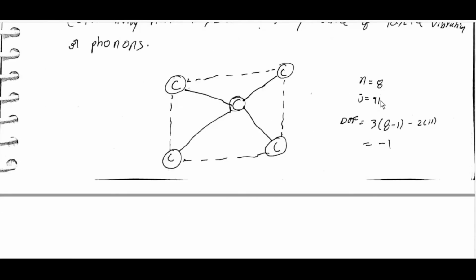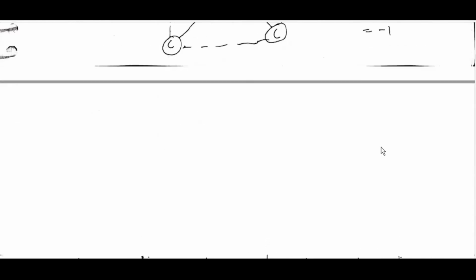n is equal to 8, j is equal to 11, degree of freedom is equal to 3 into 8 minus 1 minus 2 into 11 is equal to minus 1.